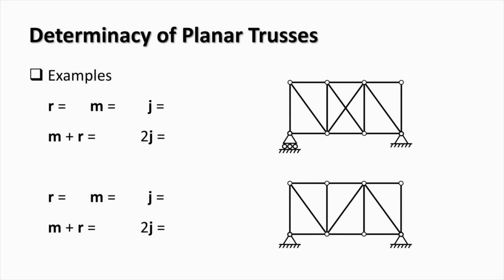Let's consider another 2 trusses. As you can see, these trusses are similar, except that in the top truss we have an extra bar in the middle, while the bottom truss has a different left support.